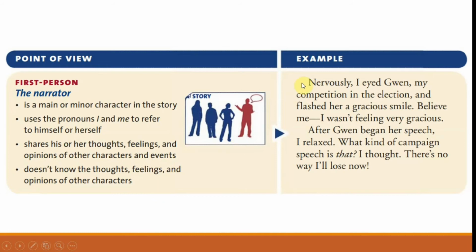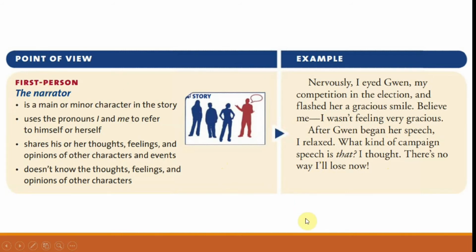Let's see an example. "Nervously, I eyed Wen," and here we have the first clue. The narrator is using I. "I eyed Wen, my competition in the election, and flashed her a gracious smile. Believe me, I wasn't feeling very gracious." Again, he used me. Second clue. "After Wen began her speech, I relaxed. What kind of campaign speech is that? I thought. There's no way I lose now." So, this is the first example of point of view, first person.